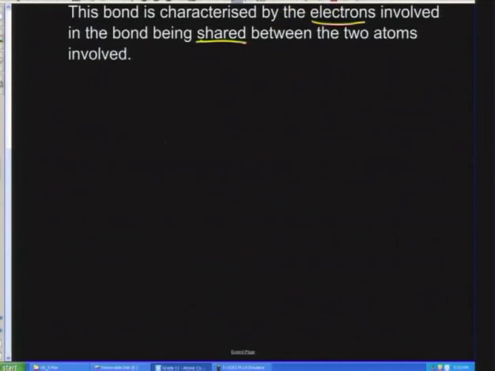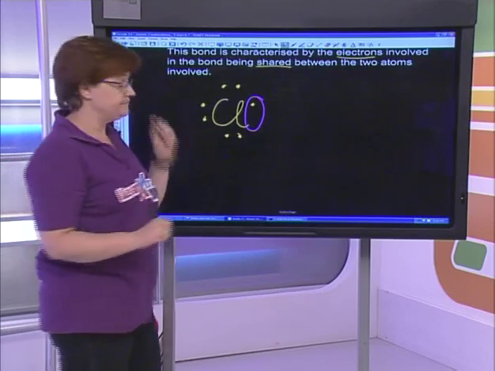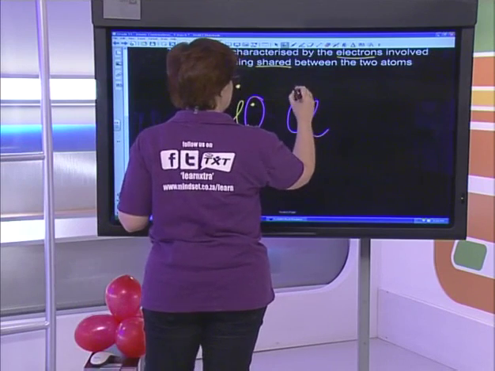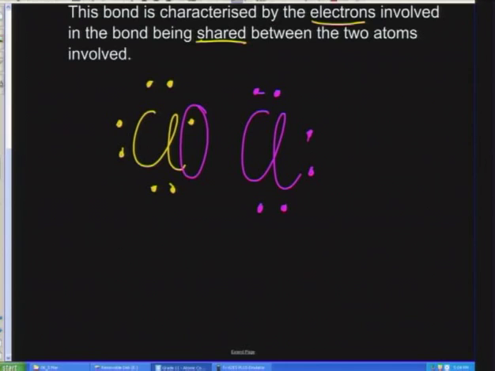So if we look at something like chlorine, okay, and you remember from grade 10, you did Lewis notation. Remember, chlorine is in group 7. Okay, chlorine looks like this, has 7 valence electrons, and over here, it has an empty space. In order for chlorine to get a full energy level, it needs another electron. If we bring along another chlorine, this chlorine also has 7 valence electrons, and it also has an open space.